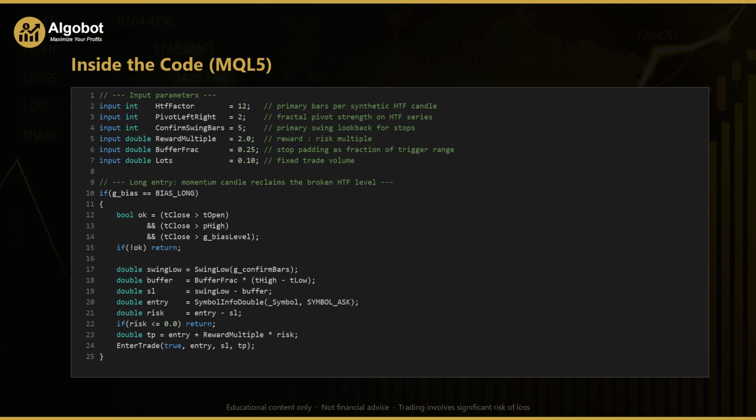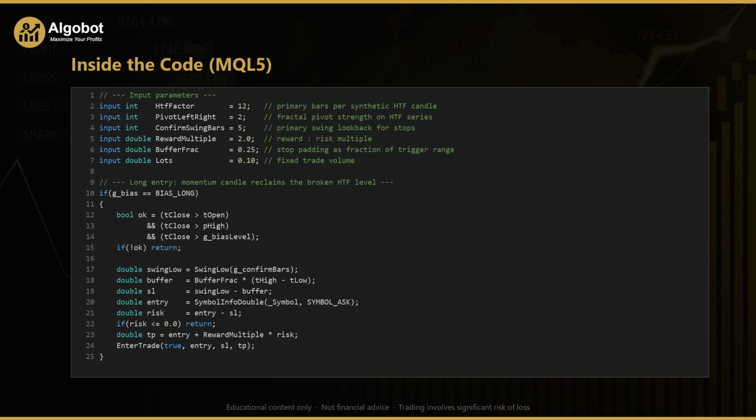Let's look at the actual MetaQuotes language code that powers this, just as you'd see it in MetaEditor. At the top are the input parameters you can adjust. HtfFactor sets how many primary candles are merged into one synthetic higher time frame candle. A larger value means a slower, broader higher time frame. Pivot left-right controls how strict the swing detection is. Higher values demand more candles on each side of a pivot, giving you fewer but stronger swings.